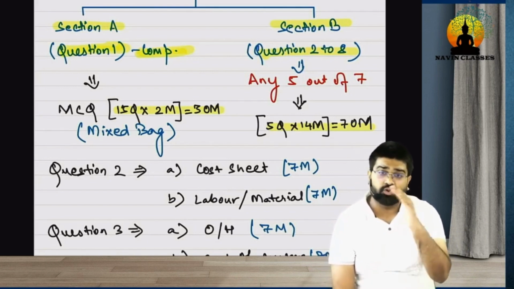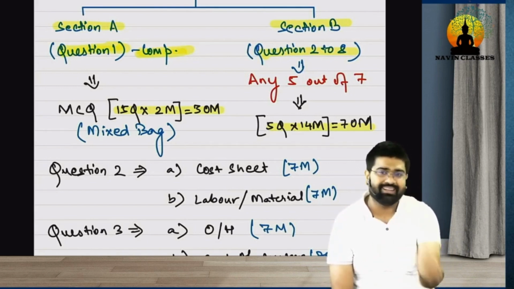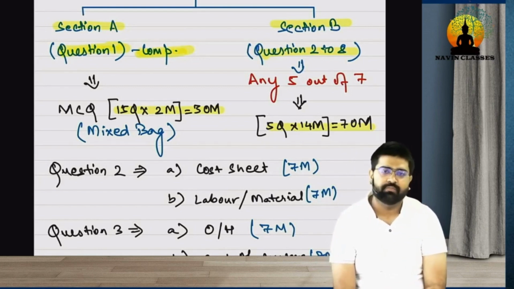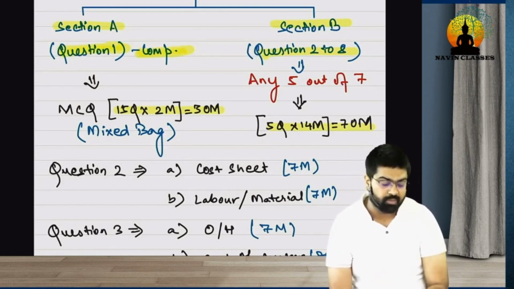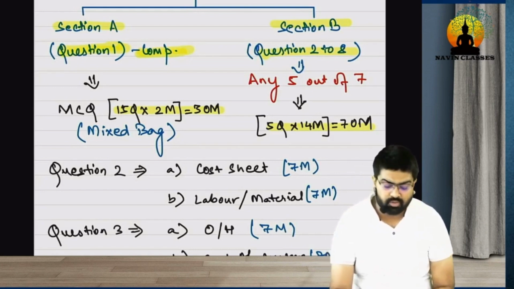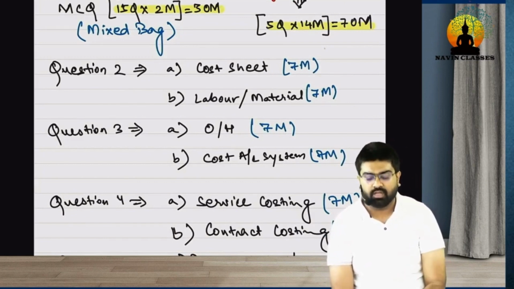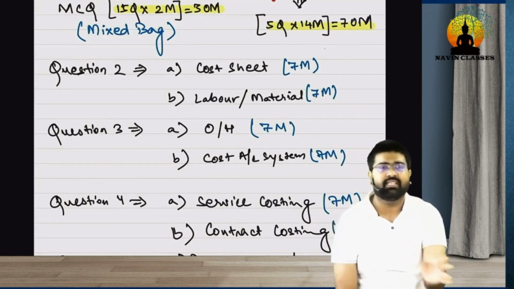Attempting 5 questions accordingly, we can easily choose any 5 from the given questions. Moreover, in those questions, there's a pattern that has emerged in the last 2-3 terms as per the 22 syllabus. That is a fixed pattern, and I'm telling you that in the second question, there will be 2 questions, 7 marks each. In that, you will see one sum of cost sheet and the other sum will be from the labor or material chapter.